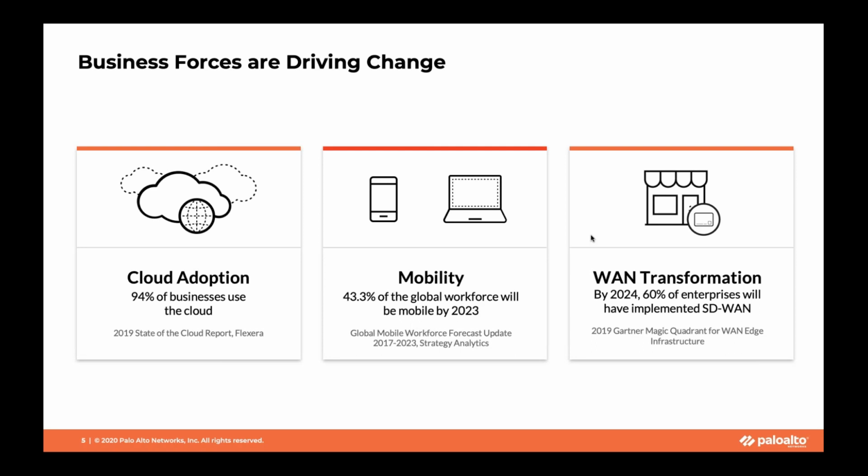And this has its challenges, of course. What we also see is that by 2024, it's foreseen that 60% of enterprises will have implemented SD-WAN to have a more optimal route to the internet and to applications on the internet in order to get better performance.